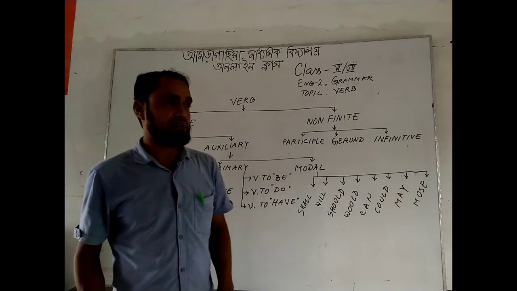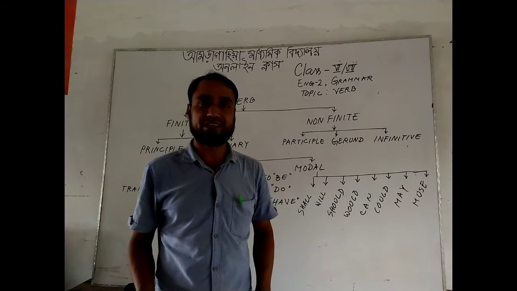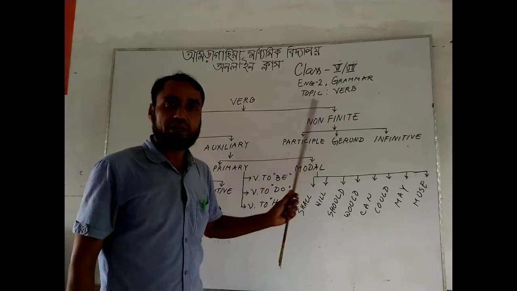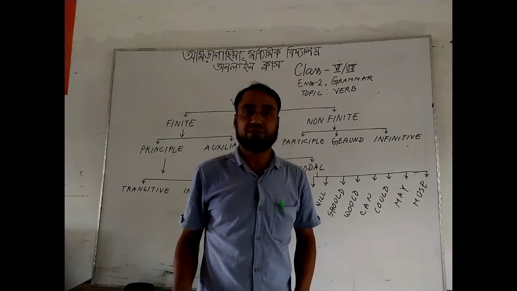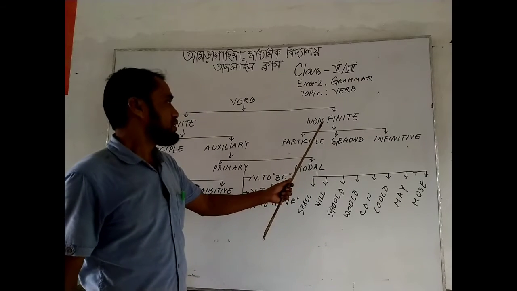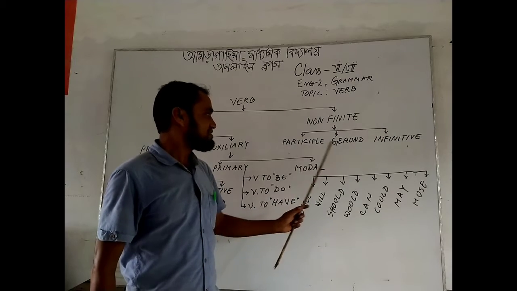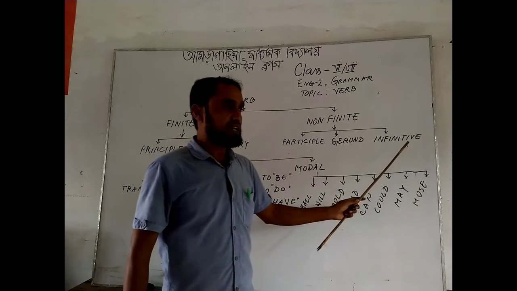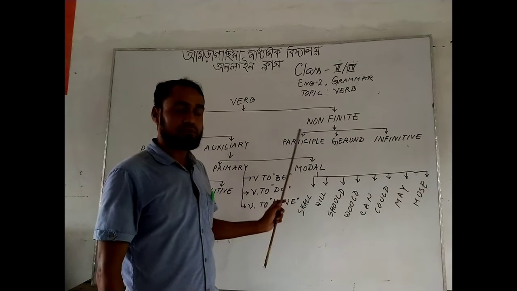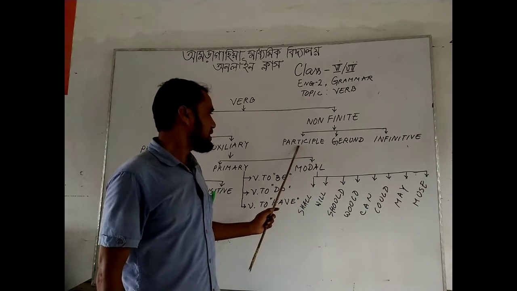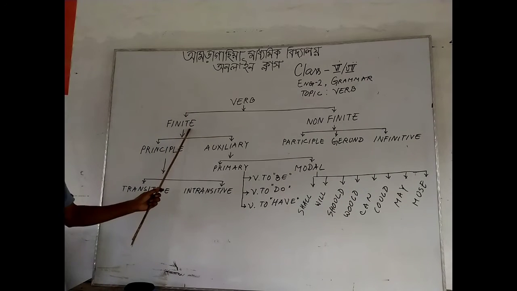And non-finite verb, Asamapika Kriya. What is non-finite verb? Non-finite verbs are those verbs that cannot express their full meaning. It cannot express its meaning without the help of other verb. Non-finite verbs are of three kinds, that is participle, gerund and infinitive. In this way, non-finite verbs are made by participle, gerund and infinitive.